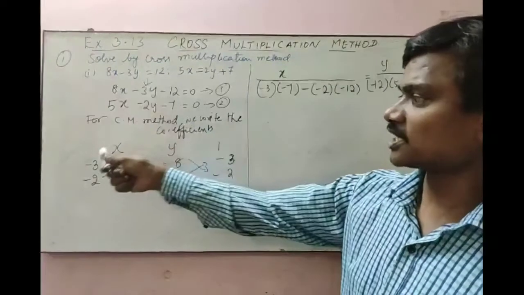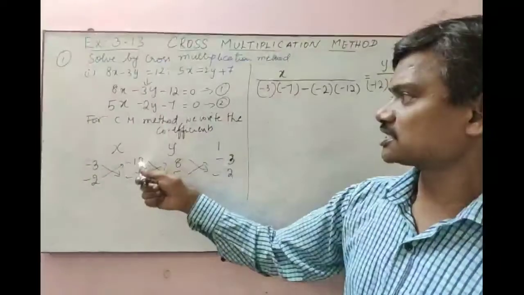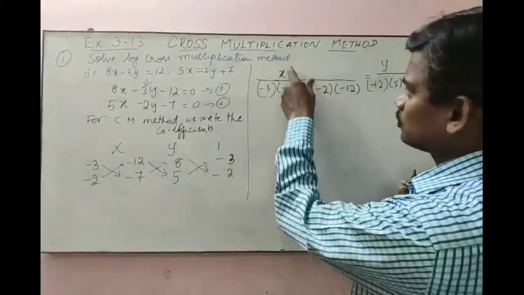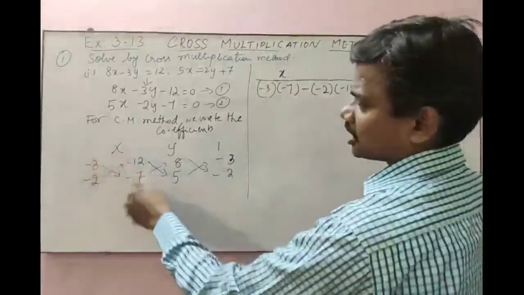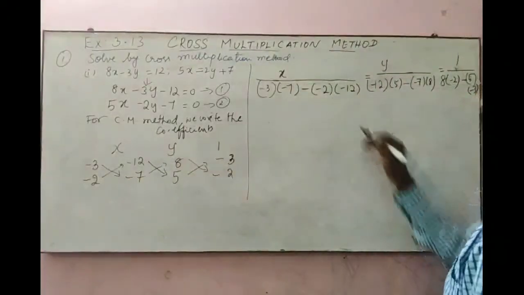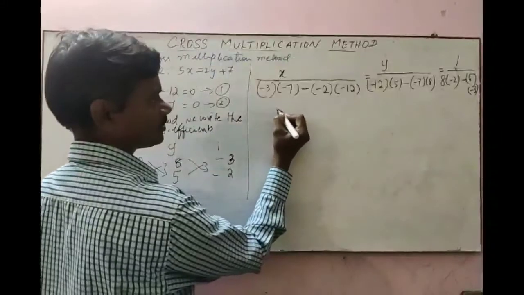Listen here. First you have to arrange the coefficients from the center, then the constant term, then the coefficient of x, then the coefficient of y. And then you have to write x by the cross multiplication of these two numbers minus these two numbers. Now we have to simplify and get the value of x and y. So I am going to simplify this.